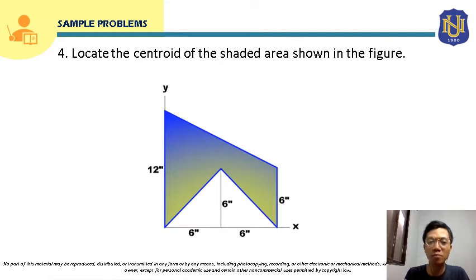Now, for sample problem number 4, locate the centroid of the shaded area shown in the figure. So this is the composite area that we are going to analyze. So we are going to solve for its centroid. We can actually divide this composite area into 3 triangles, right? This first triangle, this second triangle, and this third triangle. So let's solve this.